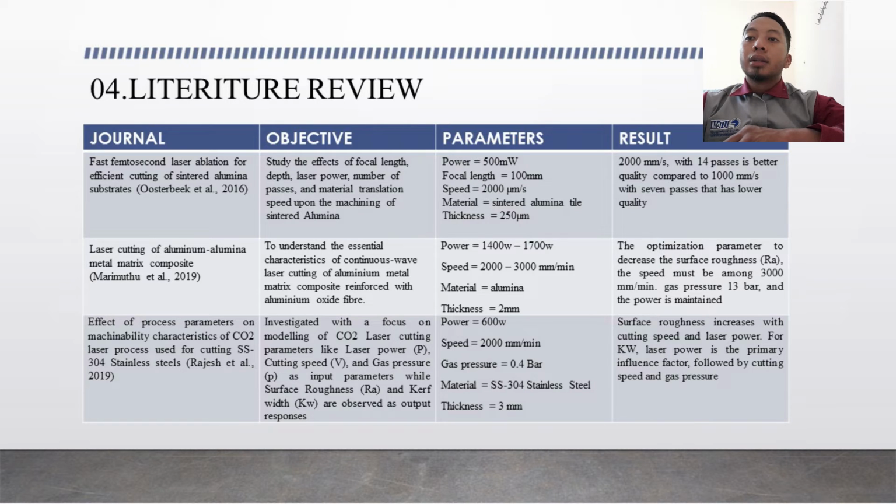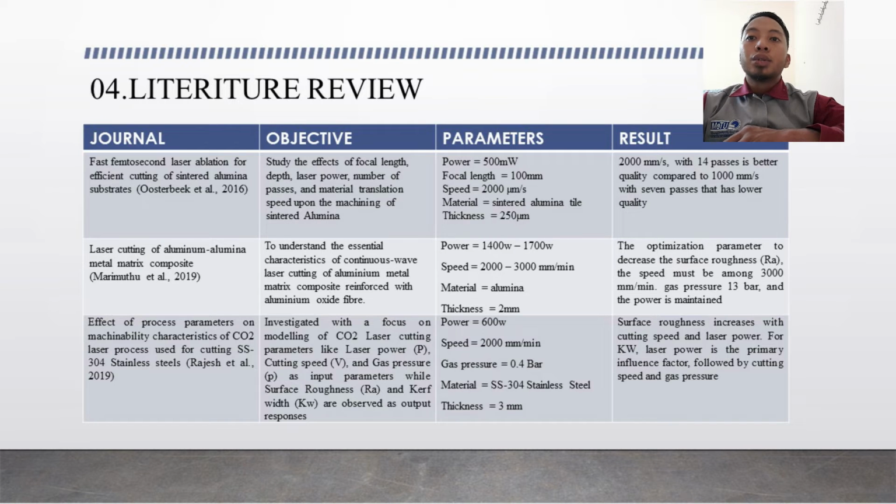The third journal is "Effect of Process Parameter on Machinability Characteristic of CO2 Laser Process used for Cutting Stainless Steel" by Rajesh, 2019. The objective is to investigate, with a focus on modeling of CO2 laser cutting parameters like laser power, cutting speed, and gas pressure as input parameters, while surface roughness and kerf width are observed as output responses.